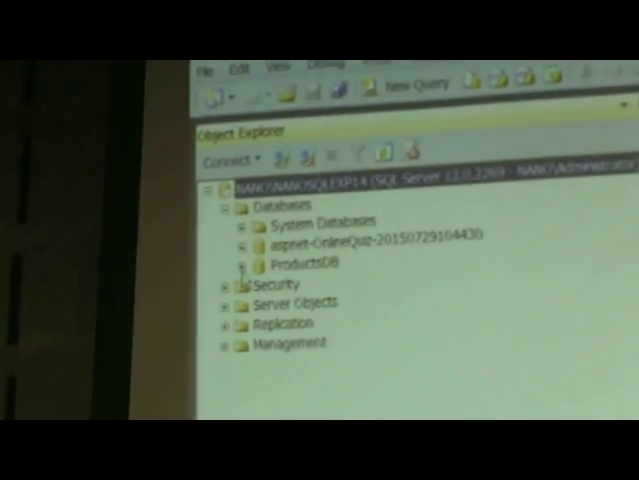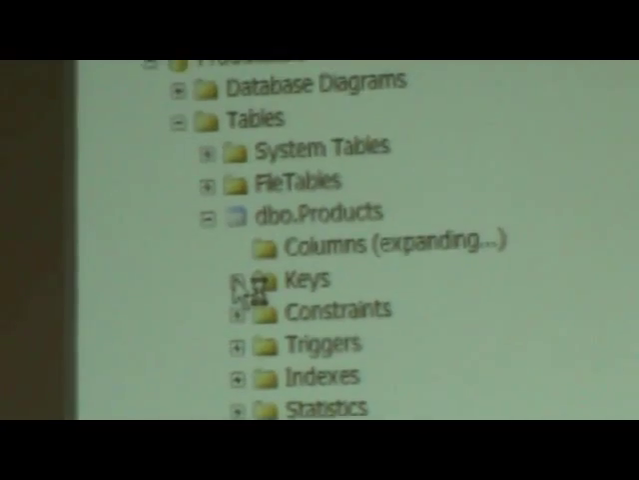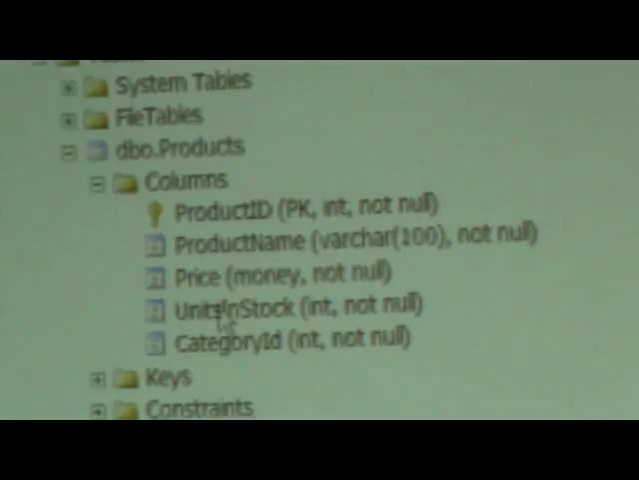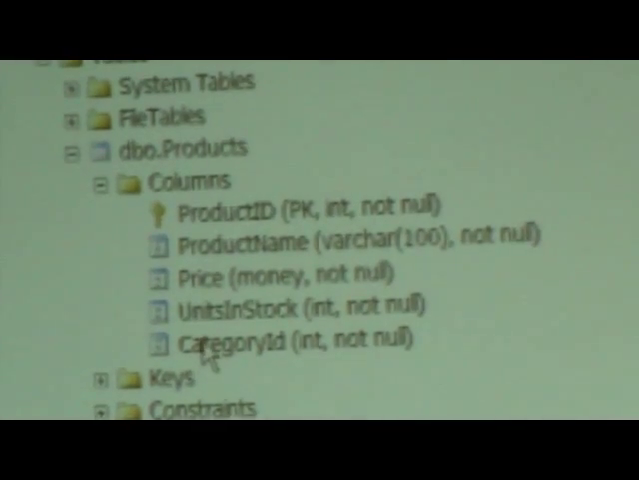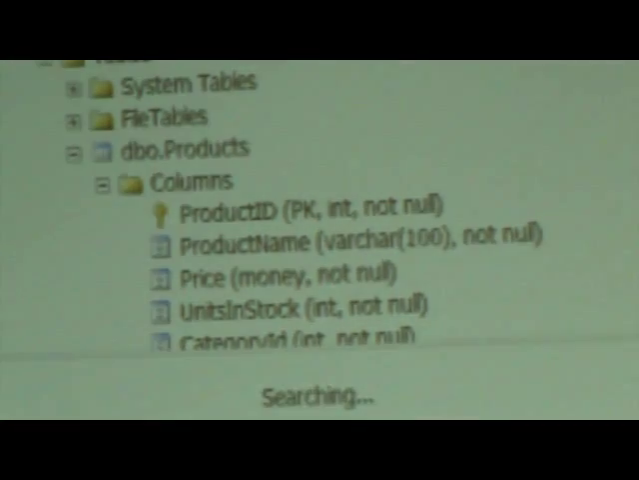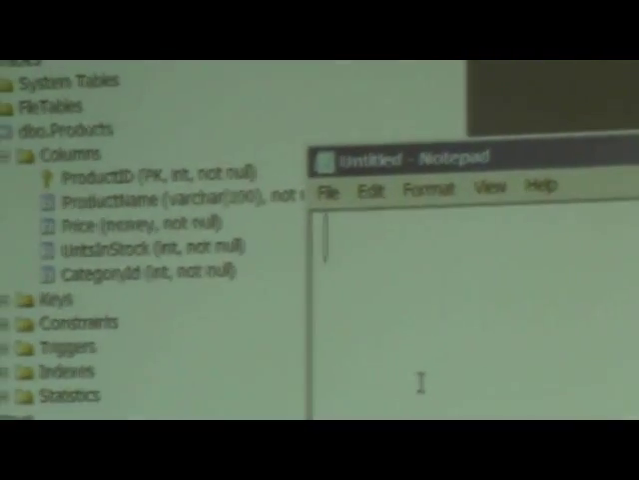Okay, so in our products DB, if you take a look at my screen, you will see we have 5 columns: product ID, product name, price, units in stock, and category ID, right? So let me go and create a text file. So if I launch Notepad, okay, I'll create some sample data over here.